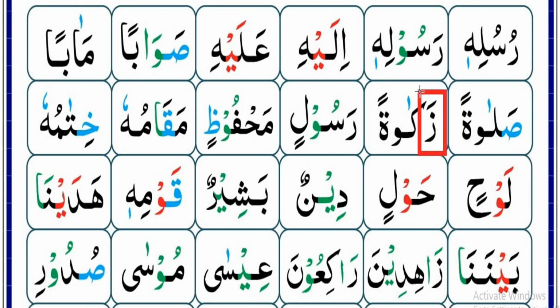And the next is za fatha za, kaf standing fatha ka, ta fathatain tan, zakatan. Again, waw is silent, and that ka sound will be stretched because of standing fatha.